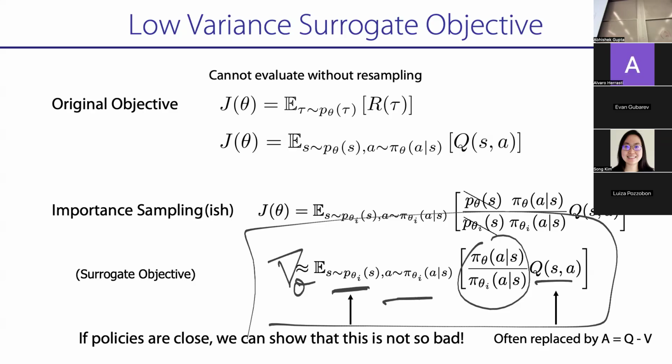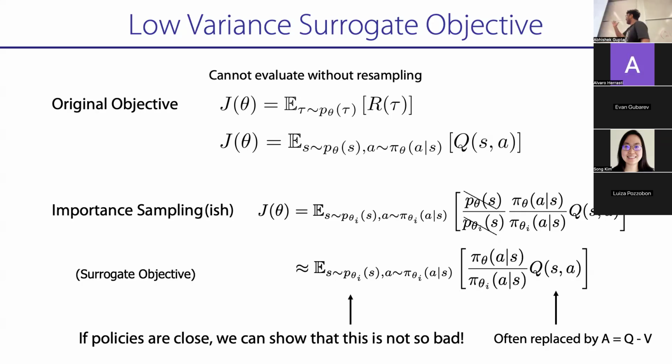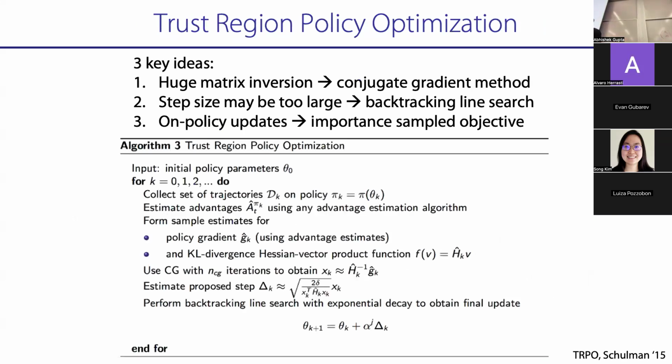So everything that we were doing with J theta earlier, we're just going to replace with the surrogate objective. And what that's going to allow us to do is evaluate the backtracking line search at every single step without having to resample. But you can't take huge steps. You have to take bounded steps.